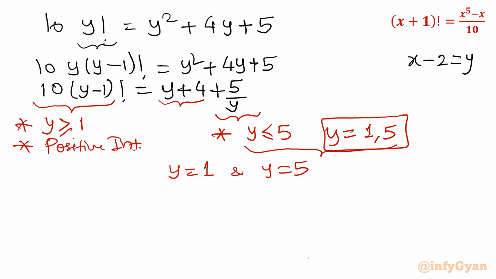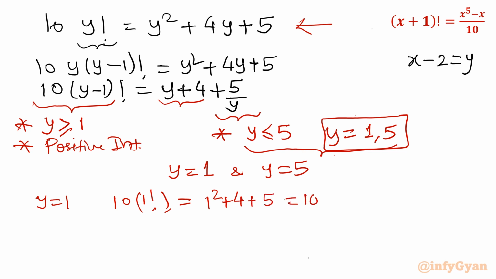So let's check both the values. So I am writing this equation, this one. Let me write y equal to 1. What will happen to LHS? 10 times 1 factorial equal to 1 square plus 4 plus 5. So it will become 10. Left hand side is 10. 1 factorial is 1. So it is true. y equal to 1 is true.